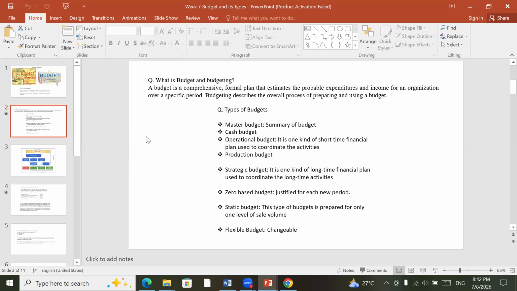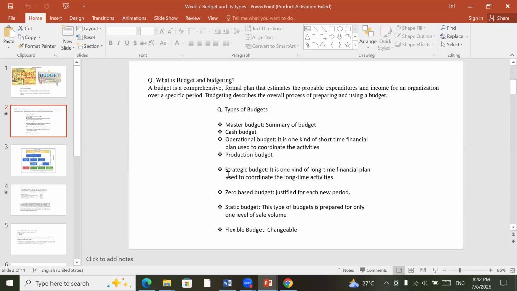Cash budget. Actually, in a cash budget, cash-related items are designed. How much cash is generated in the accounting period, cash inflow or outflow. If inflow is more than outflow, there is a surplus. If outflow is more than inflow, that is a shortage or deficit of cash. You just try to make a balance. So this is the cash budget nature.